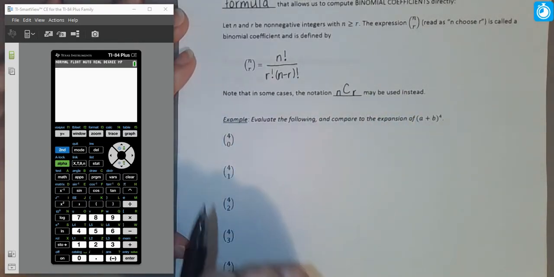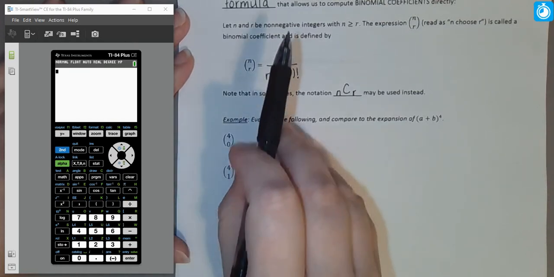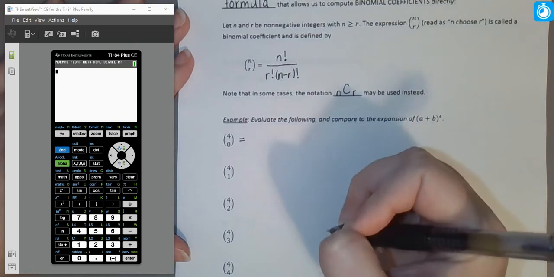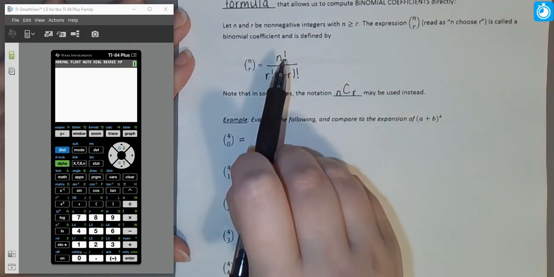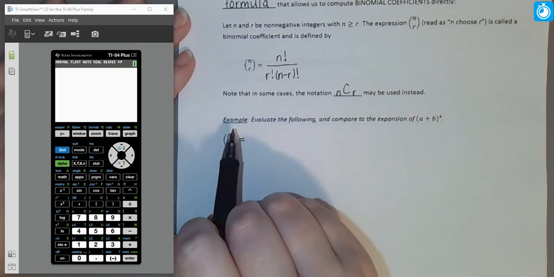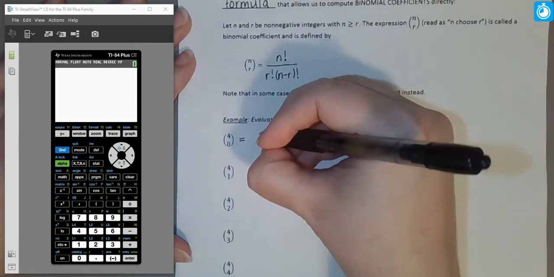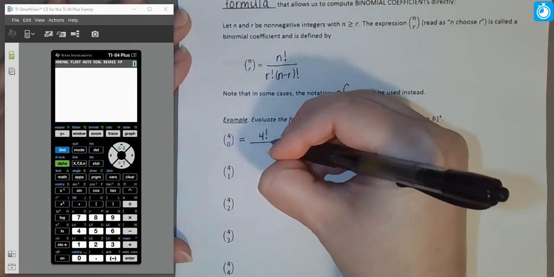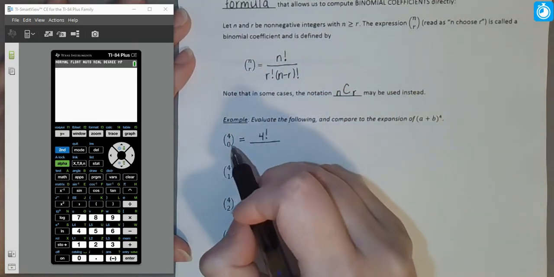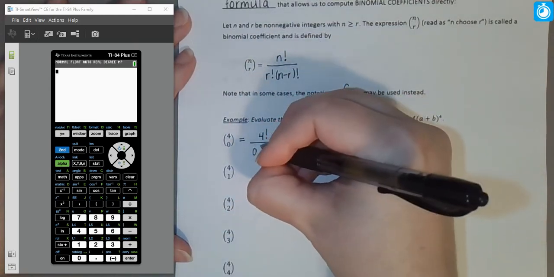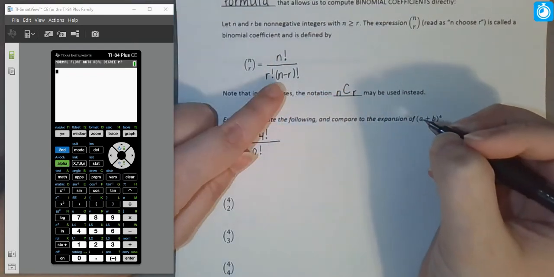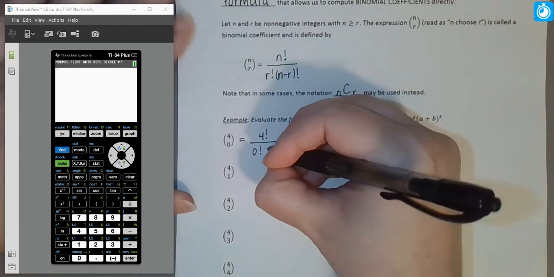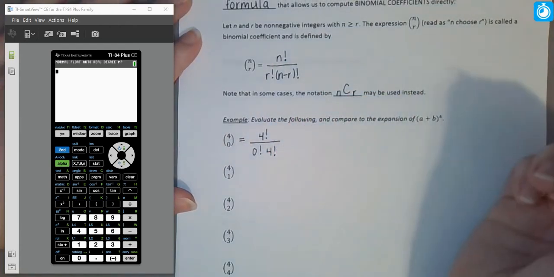So 4 choose 0, and let's calculate this one directly using our formula. So 4 choose 0. Okay, so our numerator will be n factorial, which is our upper number, factorial. So 4 factorial. And then our denominator will be r factorial, which is 0 factorial, times n minus r factorial. Well, n minus r is going to be 4, so 4 factorial.